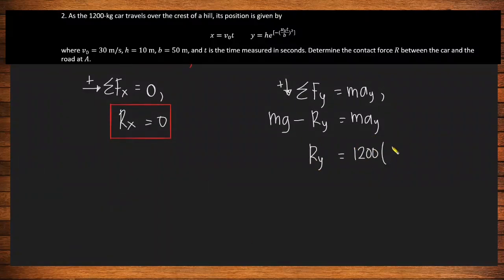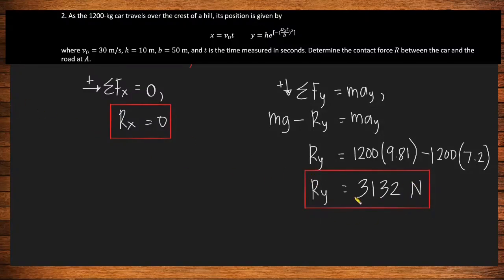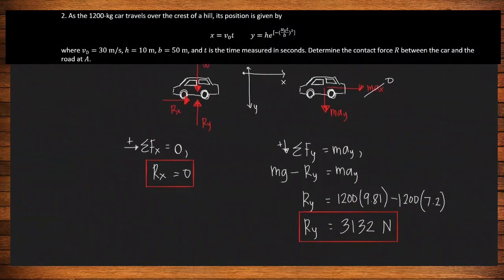Isa-substitute lang natin yung mga values natin and then we will solve for our y. And now we have the value for the y component of our contact force. So that is equal to 3,132 newtons. So positive yung nakuha natin na value dito. Ibig sabihin, tama yung direction na inassume natin initially, which is upward. Ibig sabihin, yung contact force natin along the y direction is 3,132 newtons upward.